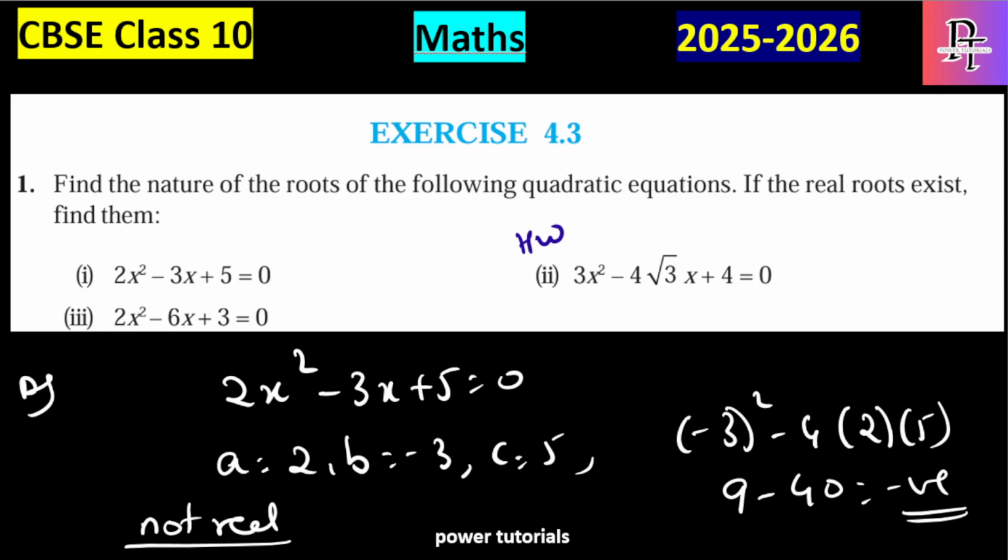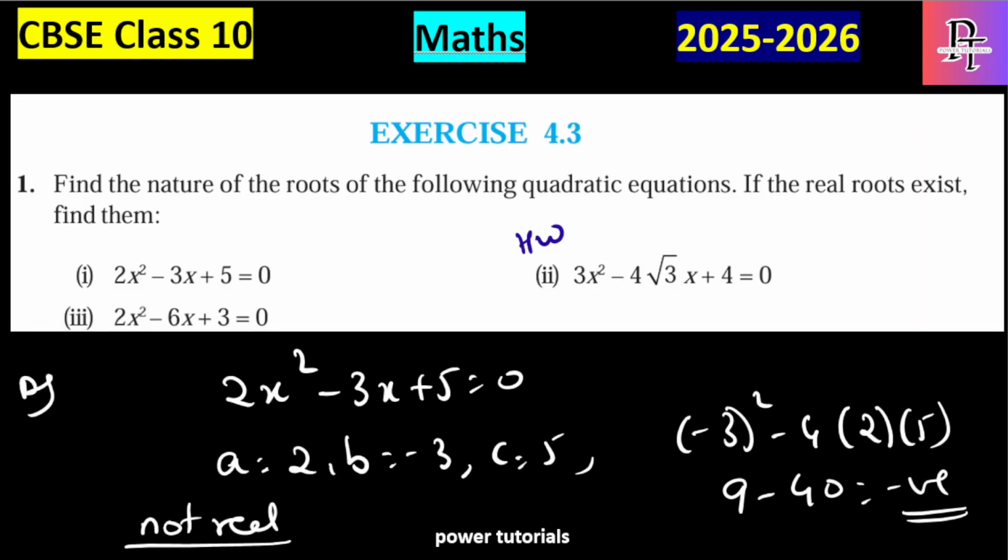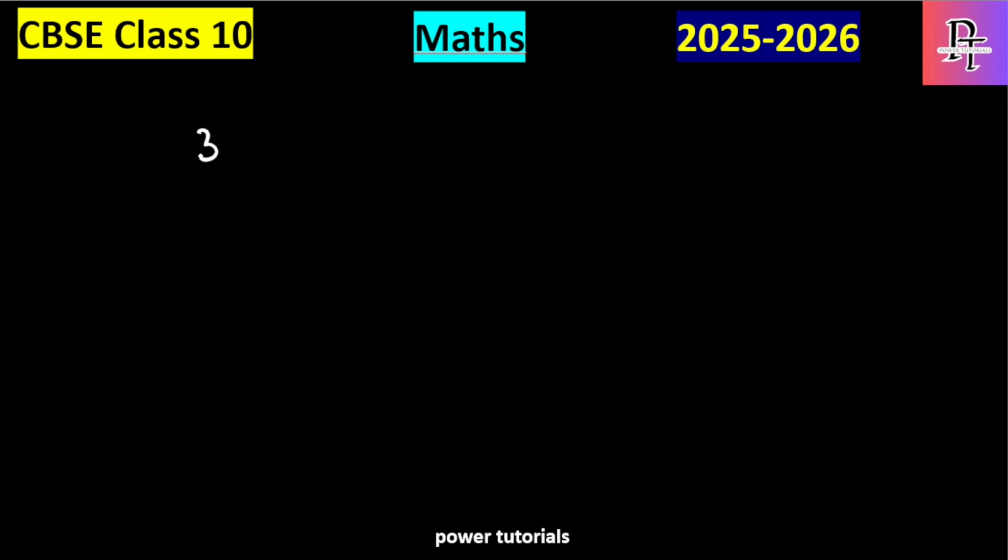Okay, let's solve the third one. 2x square minus 6x plus 3. Okay, small change. I'll keep this as homework and solve the second one, because first and third are a little similar, whereas in the second the roots are mentioned, so I will help you. I will solve it here itself. Okay, it is 3x square minus 4 root 3x plus 4 is equal to 0. This is the second one.